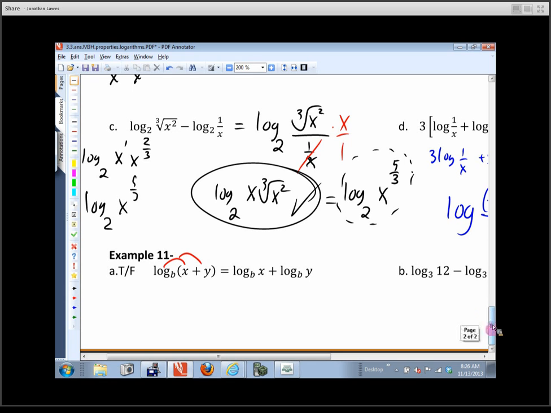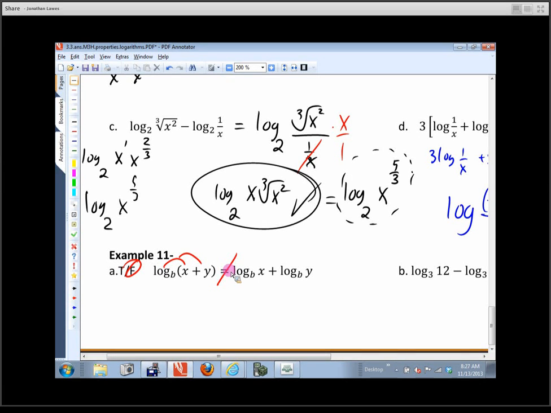Okay, so the answer to this is that's false. This does not work. Okay, that is not true. Very few functions distribute. Very seldom can you distribute a function through to some of its terms that it's applying to.